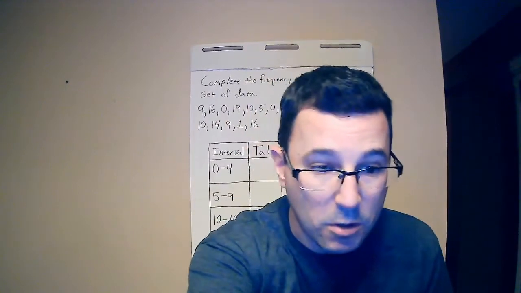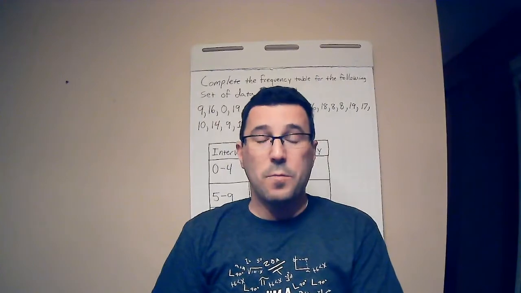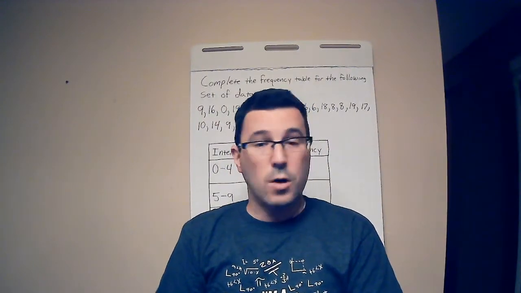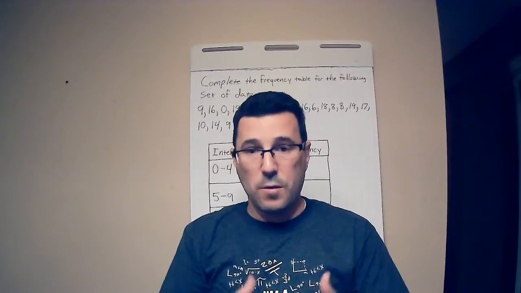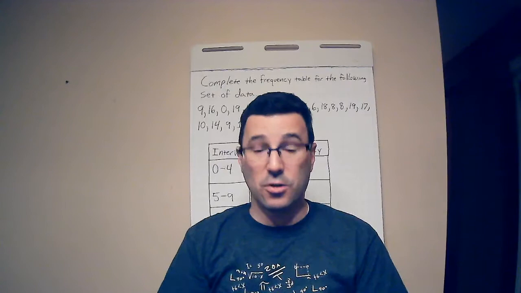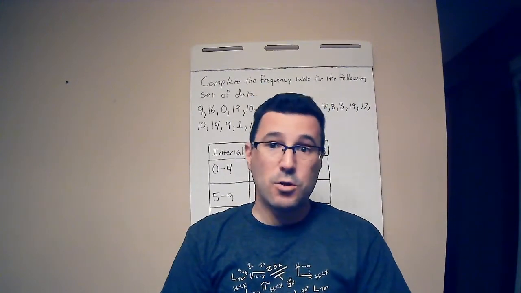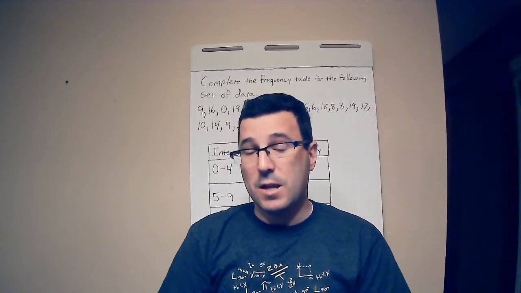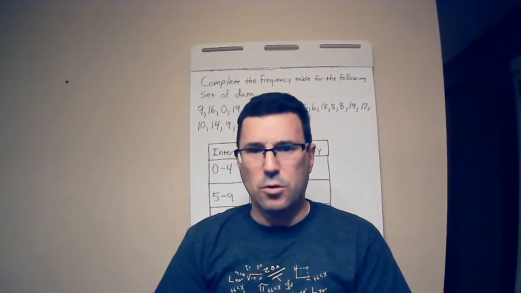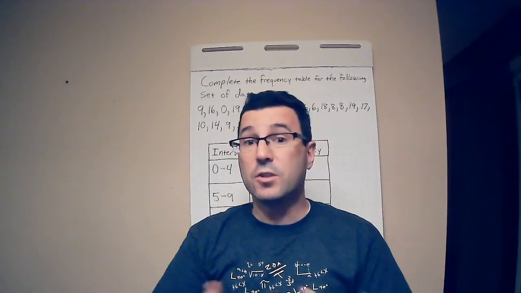I'm going to be talking to you today about probability and statistics. So what probability is, is the likelihood that something is going to happen given certain conditions. What we're going to start off with today is frequency tables, and then how we can use what's called a relative frequency table in order to figure out the probability of something happening.